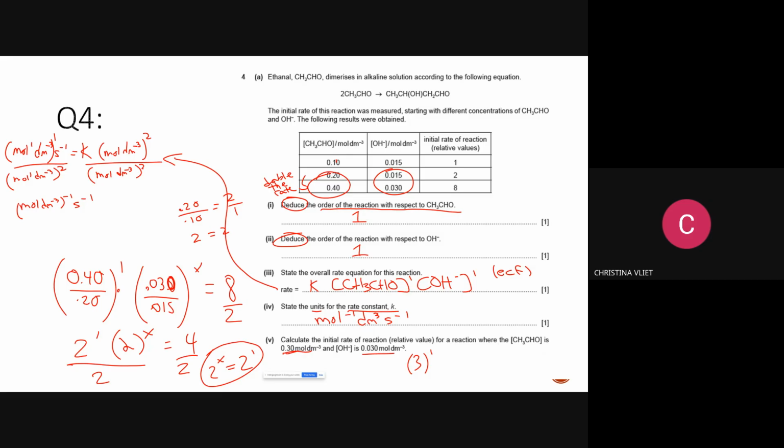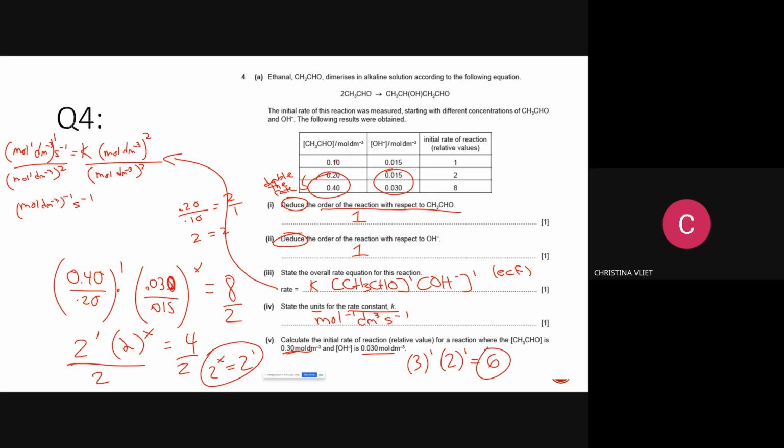Because it's 0.1. For OH minus, wouldn't it be doubled? Yeah, double. So it would be not by a factor of 3, it would be by a factor of 2 as well, which is 6. And the answer is 6. You're absolutely correct. That does work.